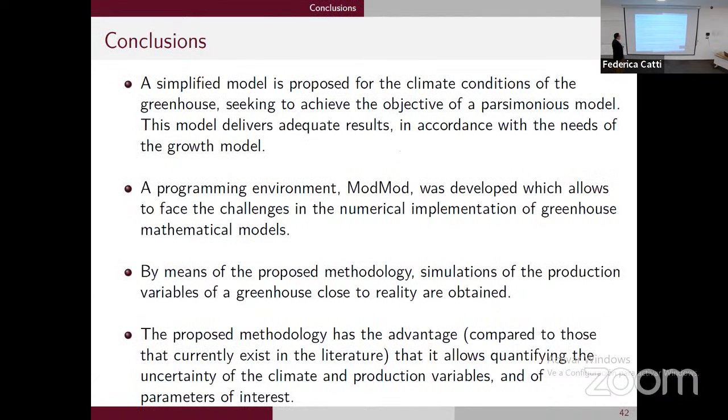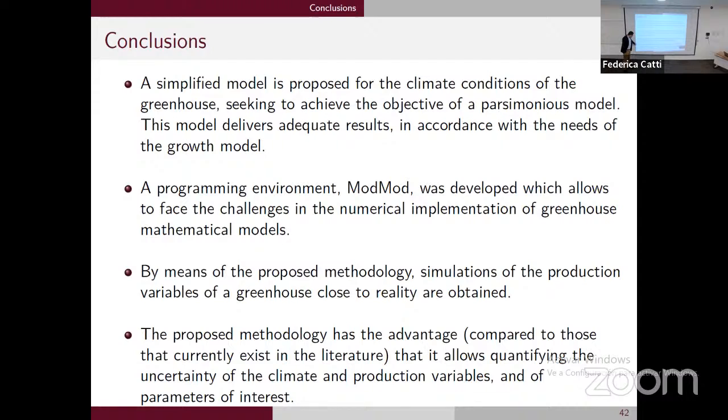So the conclusions are, first, a simplified model is proposed for the climate condition of the greenhouse, seeking to achieve the objective of a parsimonious model. A parsimonious model is a compact model that gives us all the information that is possible. This model delivers adequate results in accordance with the needs of the growth model. Second, a programming environment, ModMod, was developed, which allows facing the challenges in the numerical implementation of greenhouse mathematical models. Third, by means of the proposed methodology, simulations of the production variables of a greenhouse close to reality are obtained.